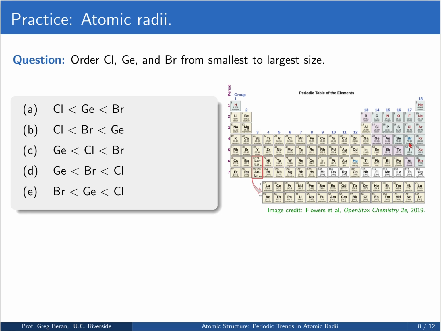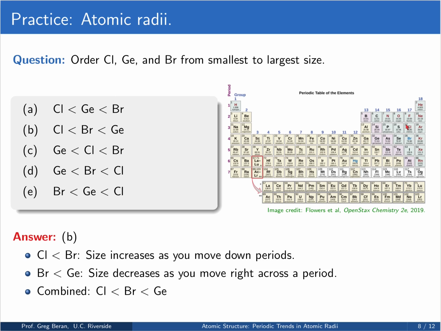Okay, so chlorine, bromine, and germanium are here, elements 17, 32, and 35 on the table. So we know that as we go down the periodic table to larger principal quantum numbers, the atomic size gets bigger. So bromine is going to be larger than chlorine. At the same time, we know as we move to the right, due to the impact of Z effective, the atoms get smaller. So we expect germanium to be larger than bromine. Therefore, if we combine these two pieces of information, we end up with the final order that chlorine is smaller than bromine, which is smaller than germanium, which is answer B.